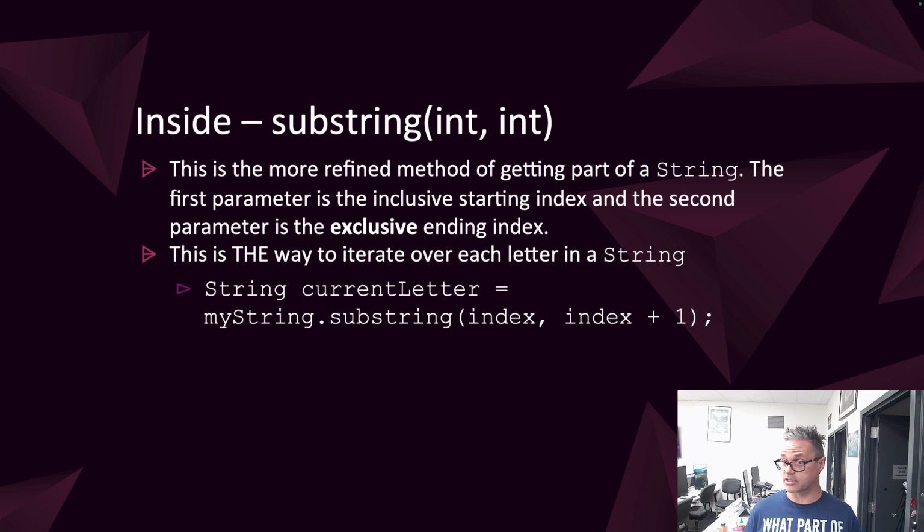Specifically, if you're using, say, for example, a loop, you want to get one letter at a time. And so we can use String currentLetter equals myString, our string variable, dot substring, passing it index, comma, index plus 1, will get us one letter at a time if index is our looping variable. And this is a great way to work with substring.